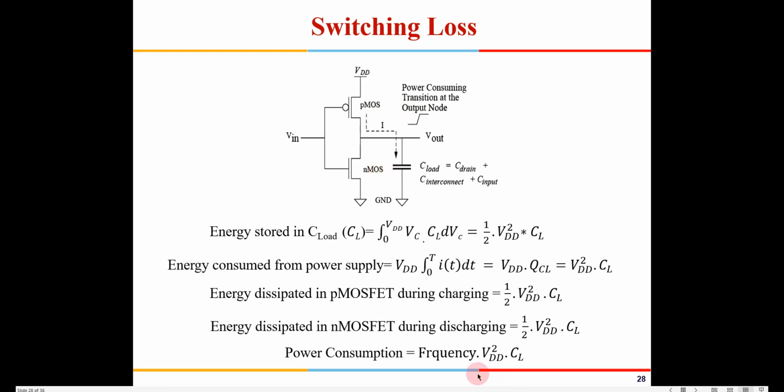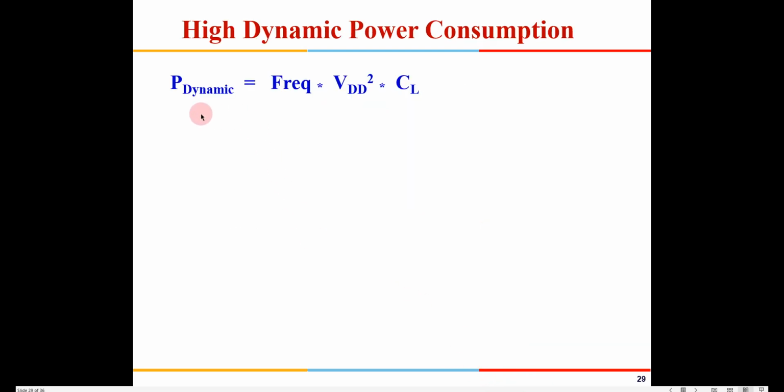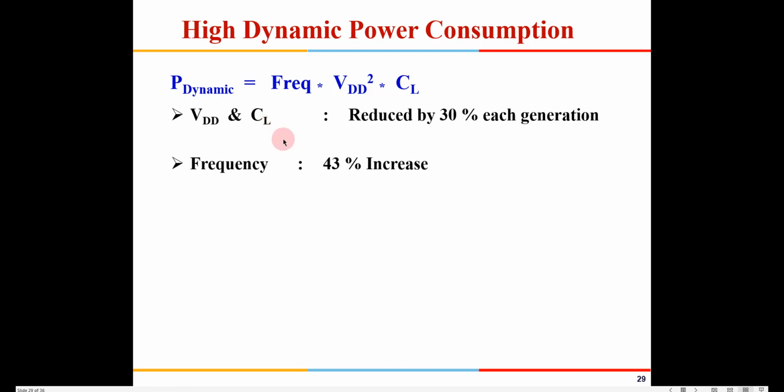This is a very important equation which we need to remember for CMOS design: dynamic power is frequency into VDD square into CL. Now, when going from one generation to another, VDD is decreasing and CL is decreasing because the size of the capacitor is decreasing, but still the overall power is increasing because the frequency is increasing. Why is the frequency increasing? Because we are using better algorithms and better circuits. Hence the frequency is increasing because of architectural optimizations and consumer requirement.